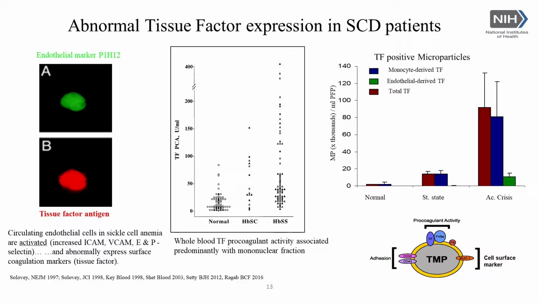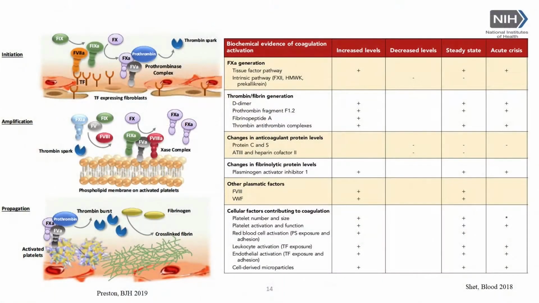So what does this tissue factor do? Here's a nice little cartoon by Professor Preston that basically shows that tissue factor binds in the vasculature with factor 7A and can turn on factor 10 to 10A, which can then generate thrombin.